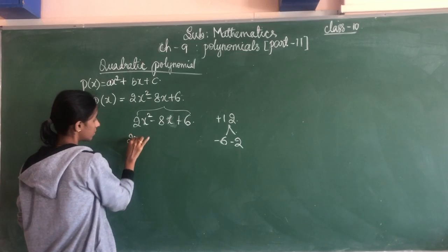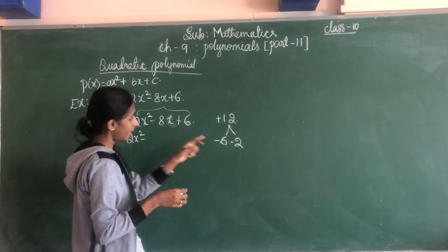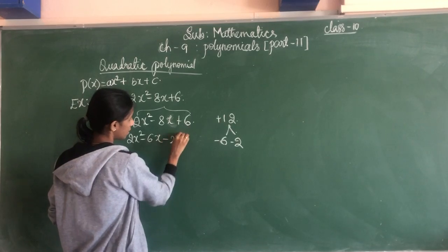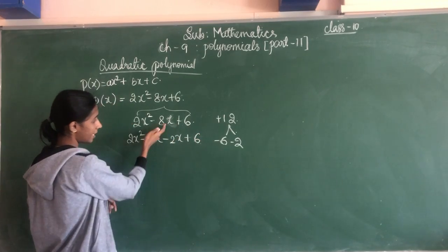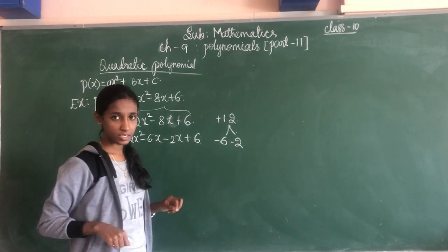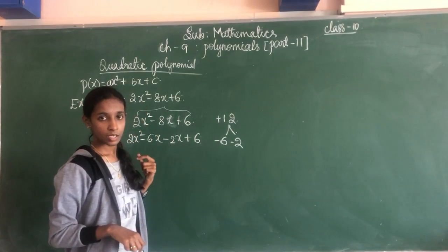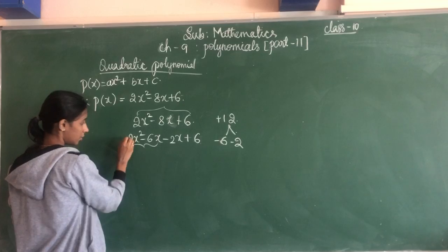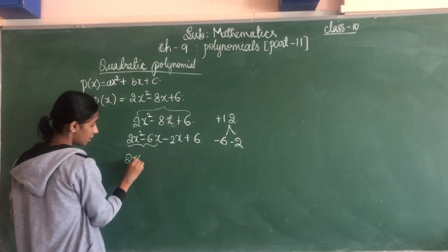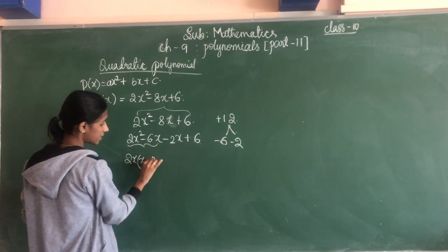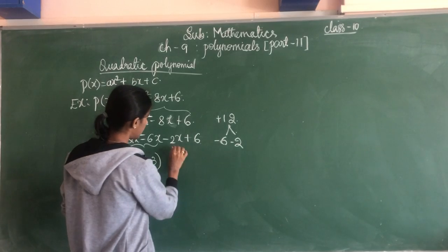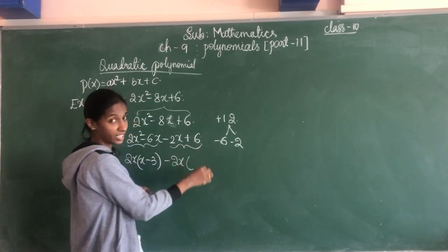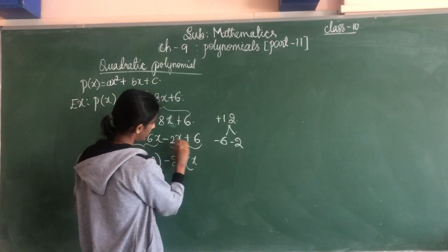2x square. In place of 8x, can I replace that by 6x and 2x? It is the same as this. Minus 8x is nothing but minus 6x and minus 2x, splitting the middle term. Now, if you take these two, what is the common term? You have 2x as the common. If you take 2x as common, the remaining is x minus 3. And here, if I take minus 2 common, the remaining is x minus 3.